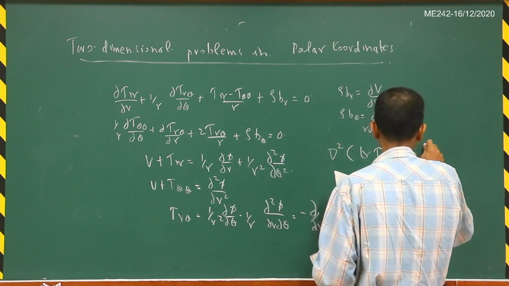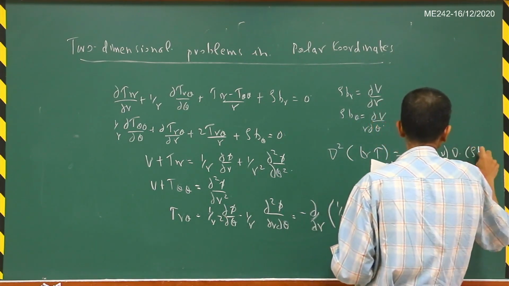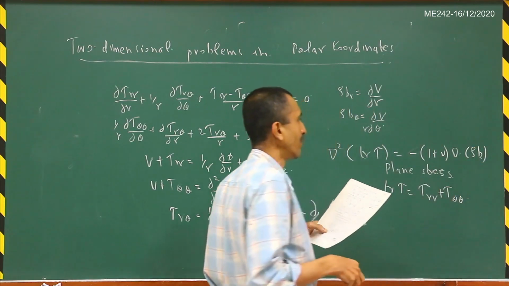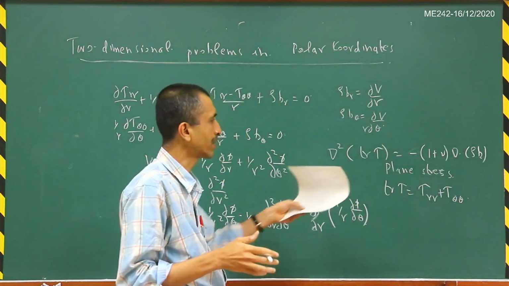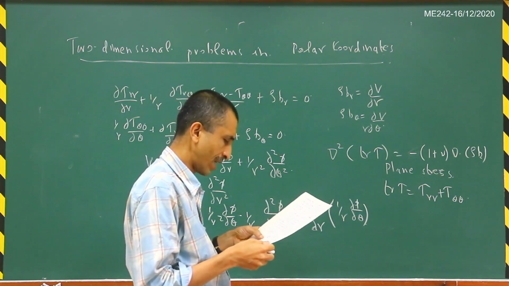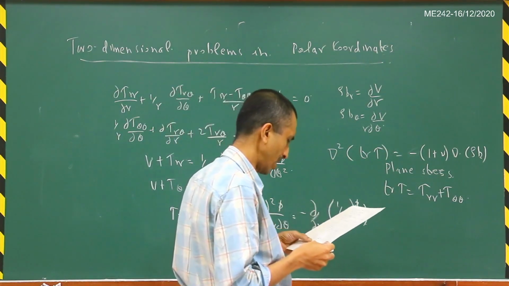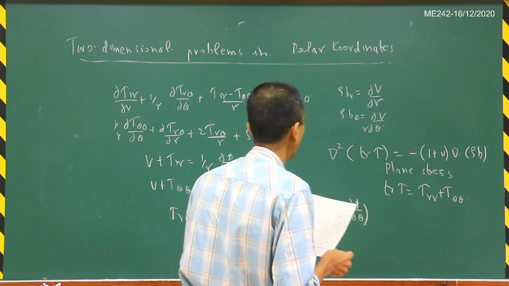So this I will just modify: 1 plus nu, del dot rho v. If there are body forces, then we need to modify this. If there are no body forces, then the right hand side is 0. Fine.